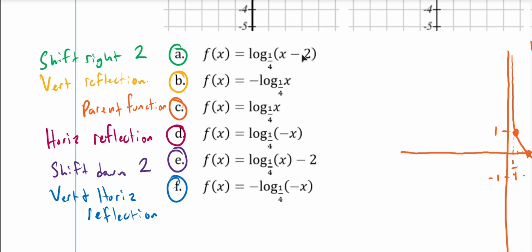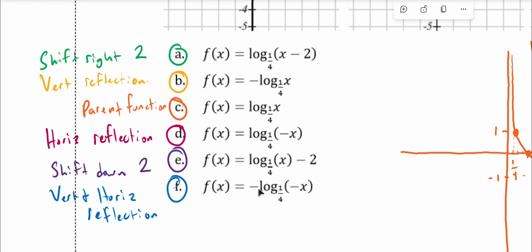Here I have subtraction by 2 inside, that's a right shift of 2. Multiplication by -1 on the outside, that's vertical reflection, which we're going to see looks a lot like log base 4 of x. Here's our parent function. Here's horizontal reflection with a multiplication by -1 on the inside.